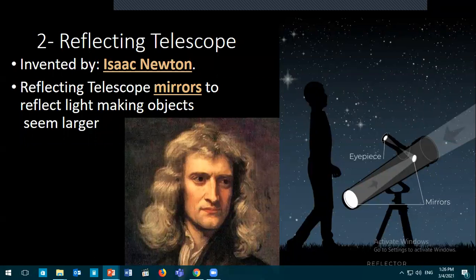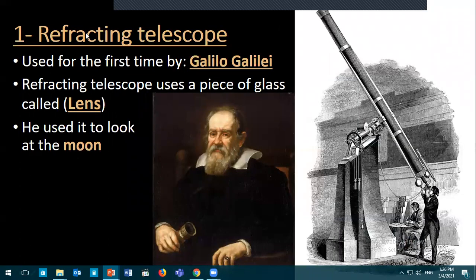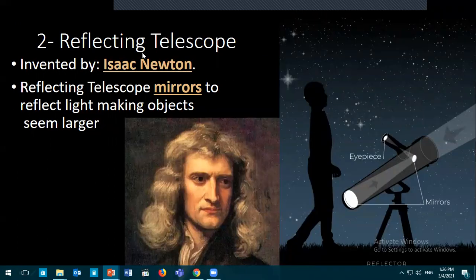So we're having a quick revision. He invented another telescope called the reflecting telescope. We call it reflecting because it reflects the image of the moon on mirrors, and these mirrors make the objects look bigger. So again, we have two types of telescope: the refracting telescope and the reflecting telescope.